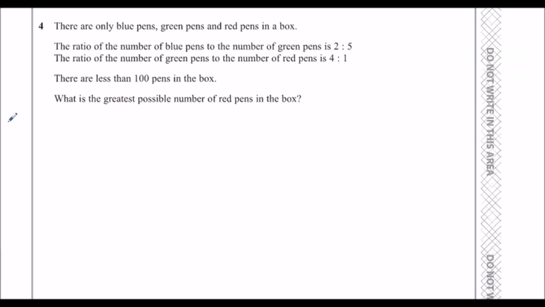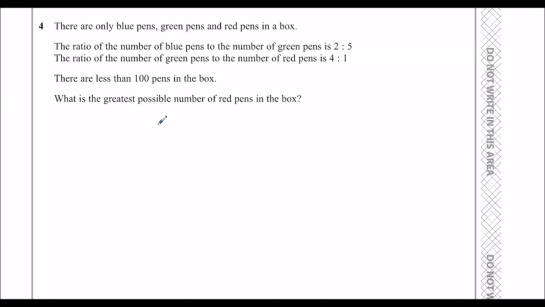Question 4. There are only blue pens, green pens and red pens in a box. The ratio of blue pens to the number of green pens is 2 to 5. And the ratio of green pens to red pens is 4 to 1. So we've got 2 ratios here we're going to put together. And then the question says, there are less than 100 pens in the box. What's the greatest number possible of red pens in the box?